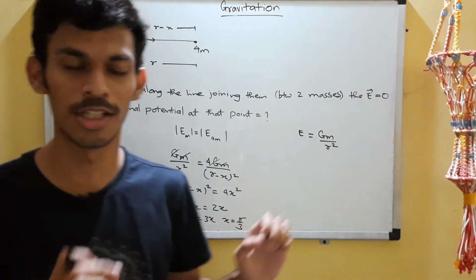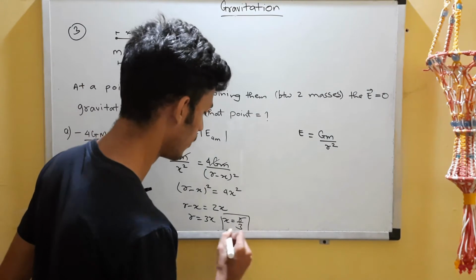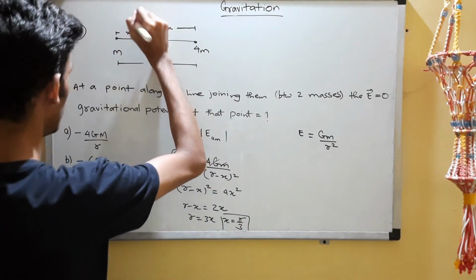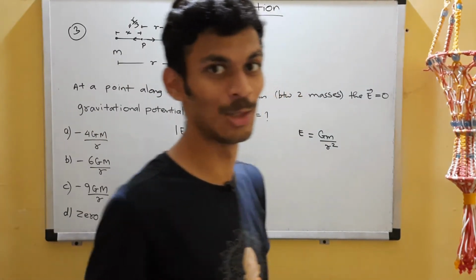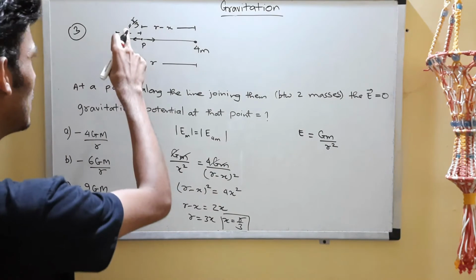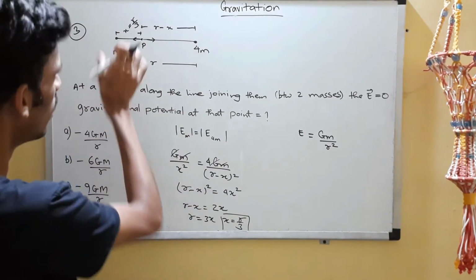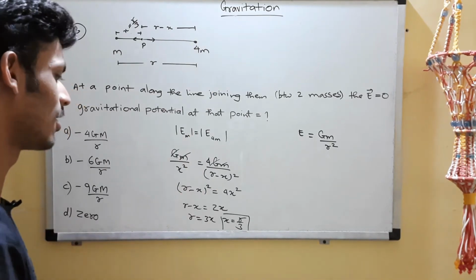Okay, we know the position of point P now, where the field becomes 0. It is r by 3, 1/3 of the total distance. So x is r by 3, and it's closer to the smaller mass m. Do you know why? Do let me know in the comment section. Why is this point P closer to the smaller mass? Why not to the bigger mass? Answers in the comment section.